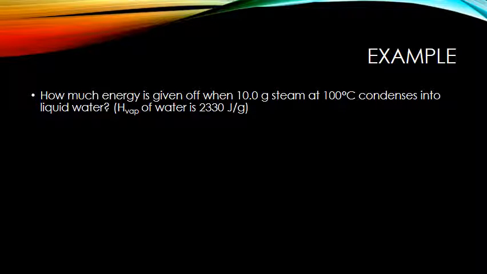All right, we have one last example to look at. So we're going to look at how much energy is given off. So we are giving off energy. That means it's exothermic. It's going to be negative for this one. When 10 grams of steam at 100 degrees Celsius condenses into liquid water. And our heat of vaporization of water is 2,330 joules per gram.